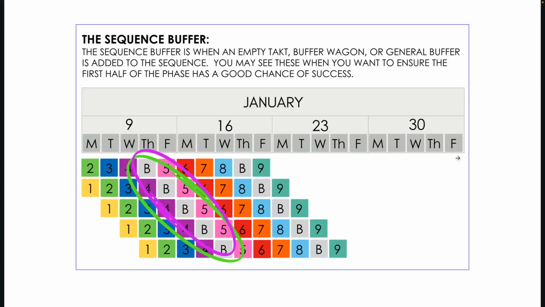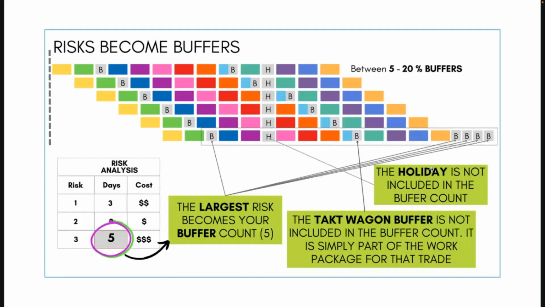So let's keep going with a couple of other buffers here. This is called the sequence buffer. This is not my favorite, but it still works pretty decently. And typically you will use this when you want to ensure that the first half of the phase is going to go well, and you want to buffer between the latter half of the phase. And that happens every now and then. But the point is that we want to have buffers in our system.